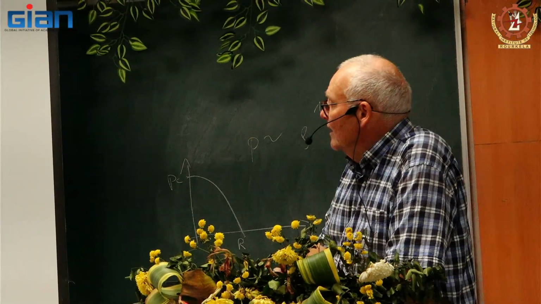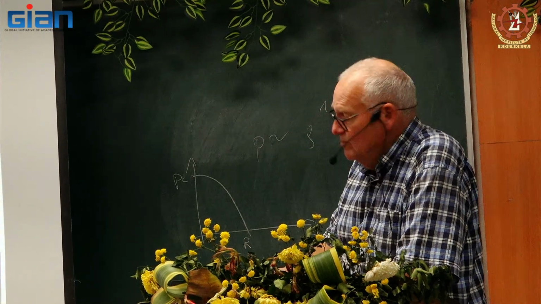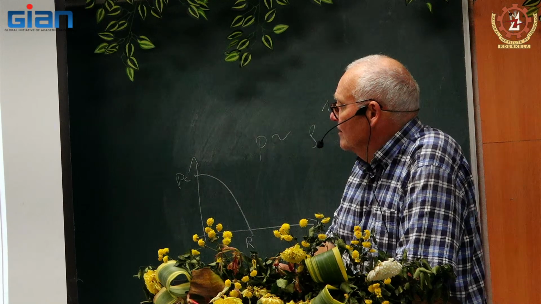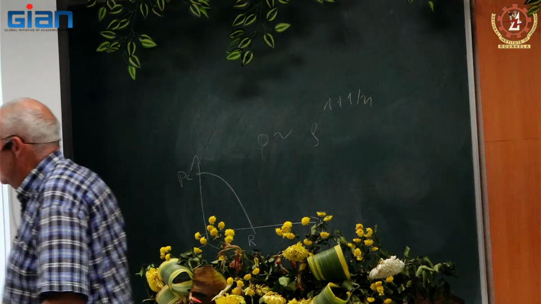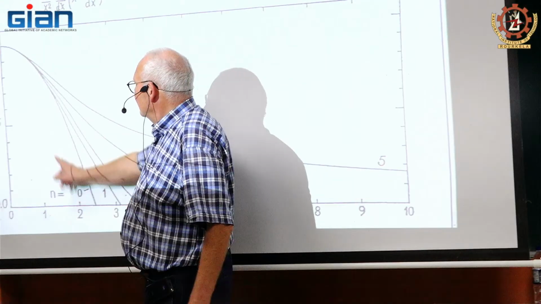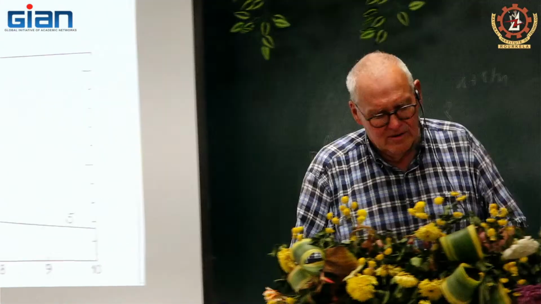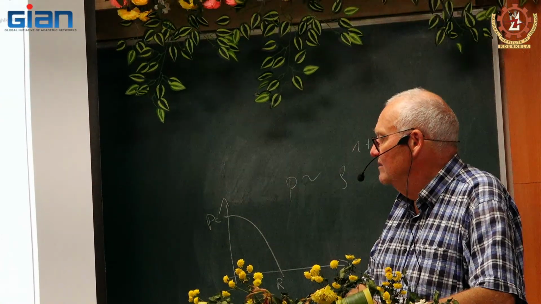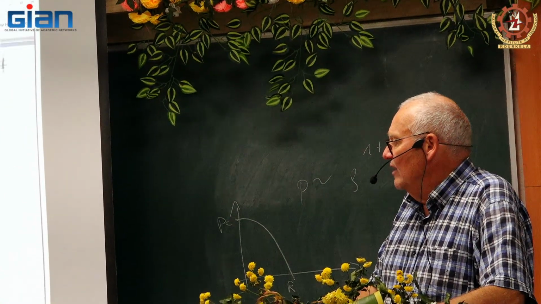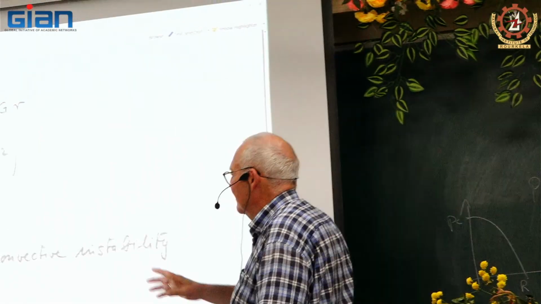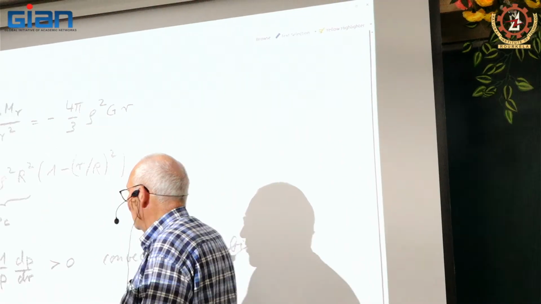Well, we have already discussed it basically. You see here, this is the parabola for n equal to 0 in terms now of this variable xi. Or you can, of course, formulate it in terms of the ratio of the radial variable and the radius of our object.